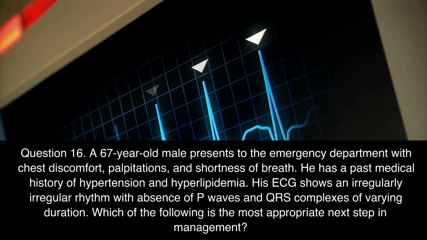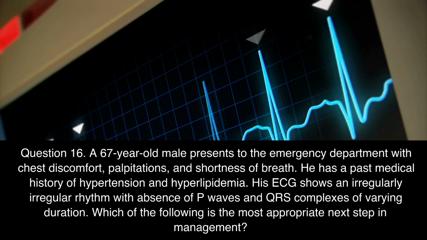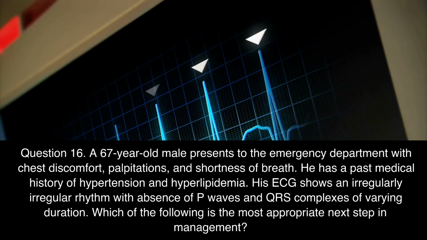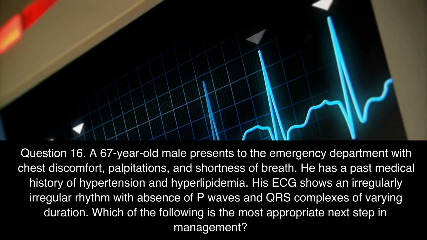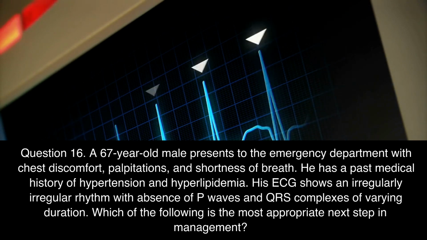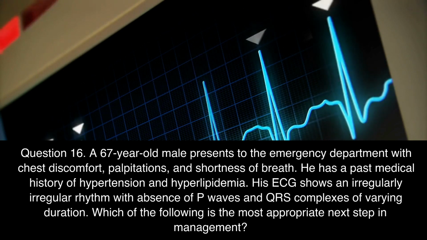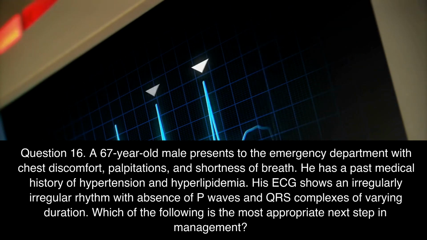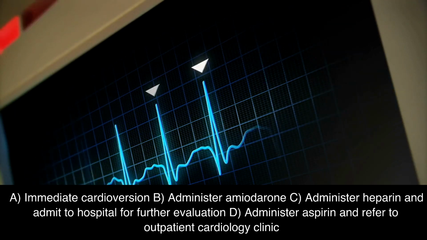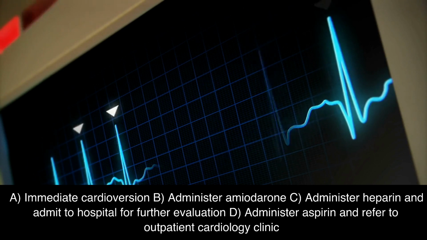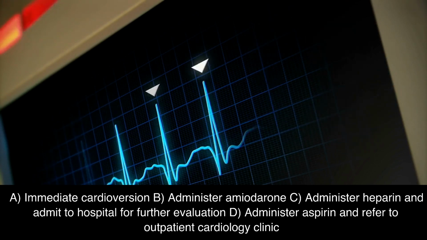Question 16. A 67-year-old male presents to the emergency department with chest discomfort, palpitations, and shortness of breath. He has a past medical history of hypertension and hyperlipidemia. His ECG shows an irregular rhythm with absence of P waves and QRS complexes of varying duration. Which of the following is the most appropriate next step in management? A. Immediate cardioversion. B. Administer amiodarone. C. Administer heparin and admit to hospital for further evaluation. D. Administer aspirin and refer to outpatient cardiology clinic.